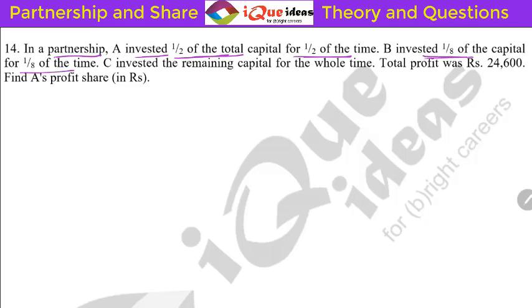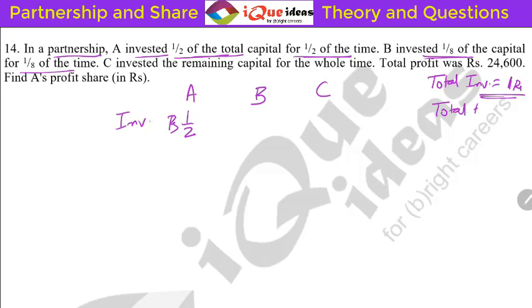Perfect. Let's say the investments of A, B and C. Investment of A is, let's assume that the total investment is 1 rupee. Alright, total investment is 1 rupee. That means A's investment will be 1/2 rupees. Suppose the total time is 1 year. Total time is also 1 year. That means the investment of A will be there for half a year.